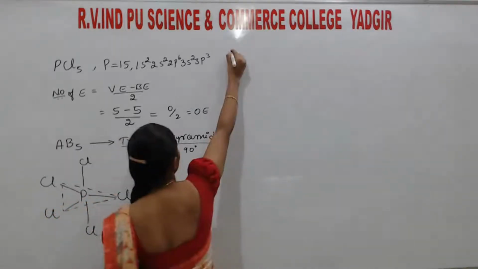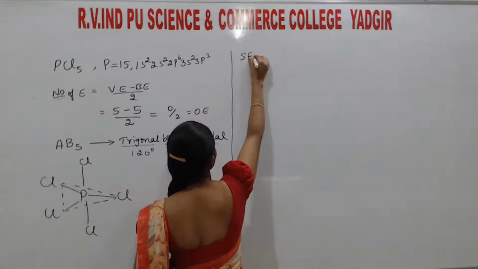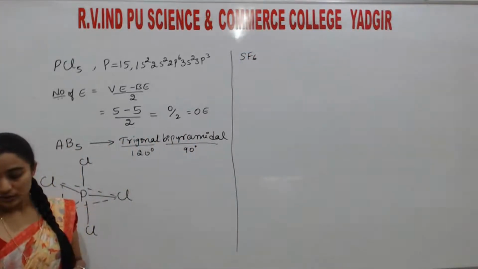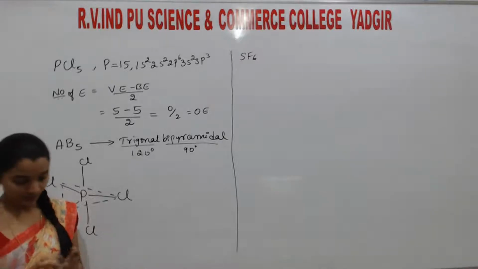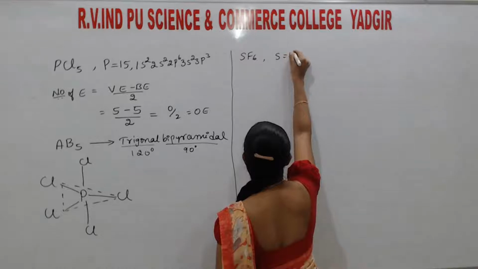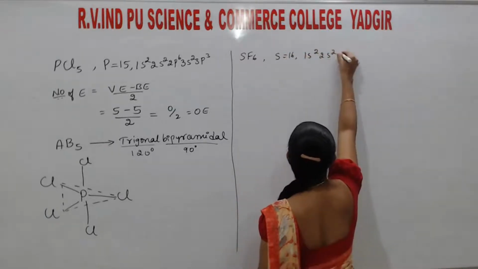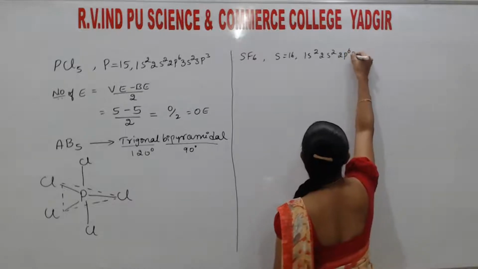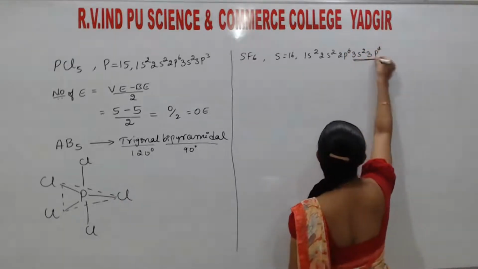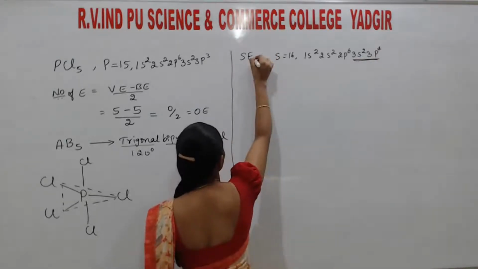The next one you take is SF4. Here the sulfur atomic number is 16. Configuration is 1s2, 2s2, 2p6, 3s2, 3p4. This is the valence electron. So not SF6, SF4.